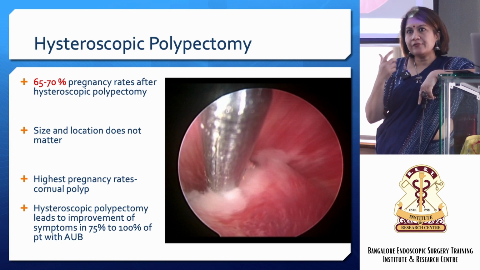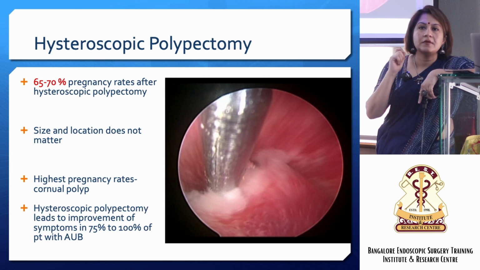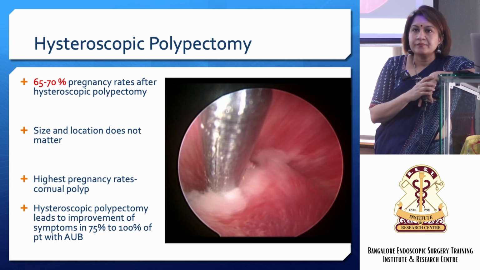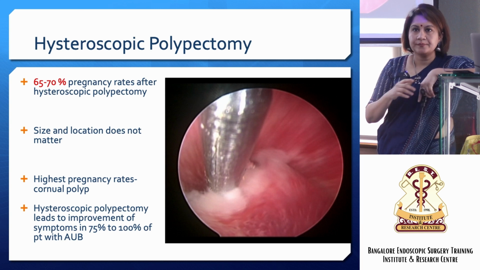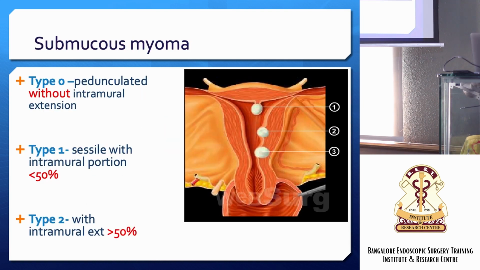So that's another, if it's straightforward and you want to get used to doing operative hysteroscopy with a resectoscope, polyp is again a good surgery to start off with. You may not need it, but it's a good surgery to start off with. I think we finished this.